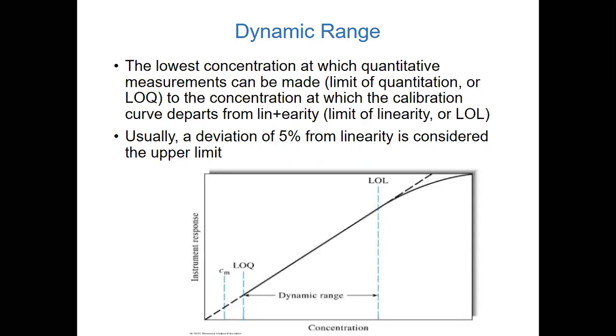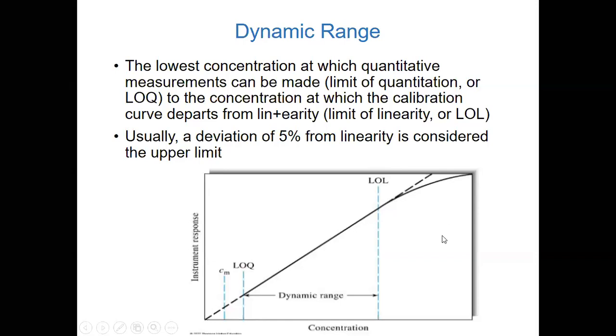Okay, the next one is dynamic range. That's the other figure of merit. The dynamic range is the lowest concentration at which quantitative measurement can be made, the limit of quantitation, right, up to the concentration at which the calibration curve departs from linearity. Usually the deviation is 5% from the linearity. This graph shows the dynamic range. This is the limit of quantification, and this is the limit of linearity. The limit of linearity means that after a certain concentration, the linearity of the graph will deviate.